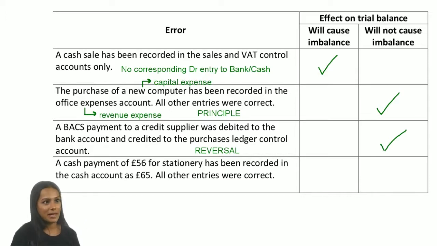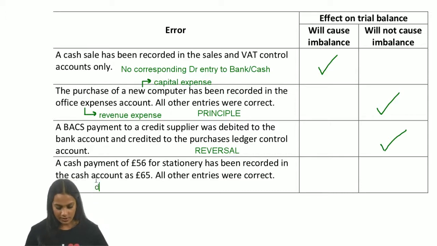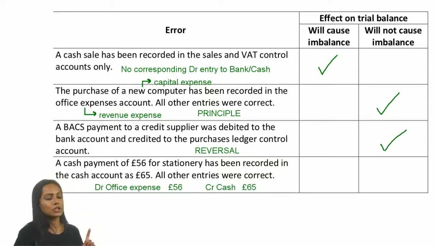So a cash payment of £56 has been recorded in the cash account as 65. Okay, so what you have done is debited office expenses, let's say, for £56, but in the cash account, you credited cash 65, did they say? Yes. Okay, that was a double entry that you recorded. You can see that you've swapped the two adjacent numbers over, so you have made a transposition error.